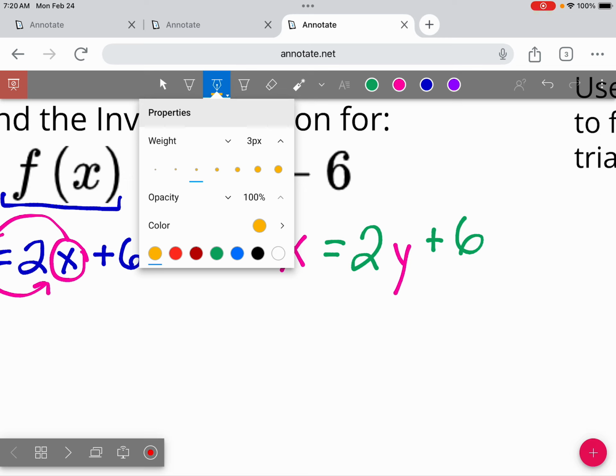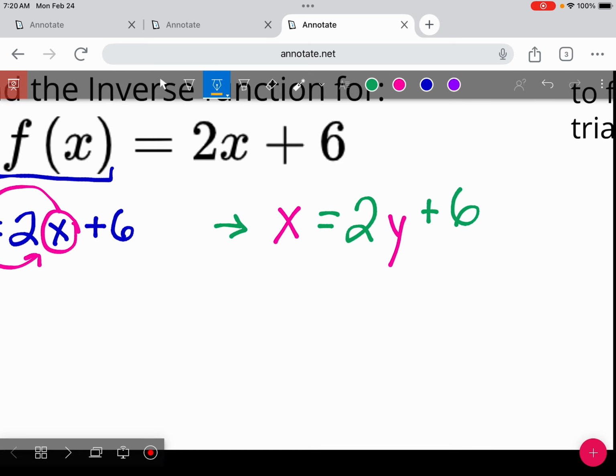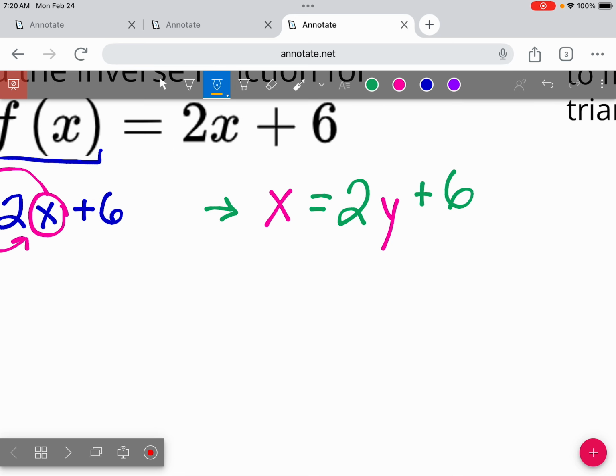That's very rare for us. So what do we do to get that y by itself? This guy's the goal. What are we going to do to get this y all by itself?